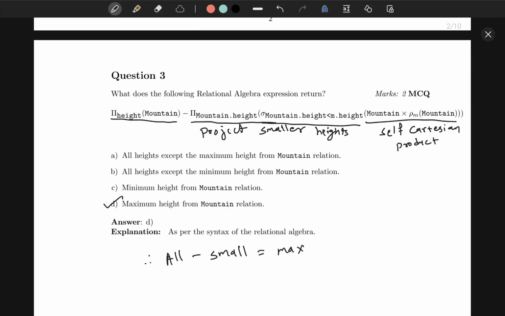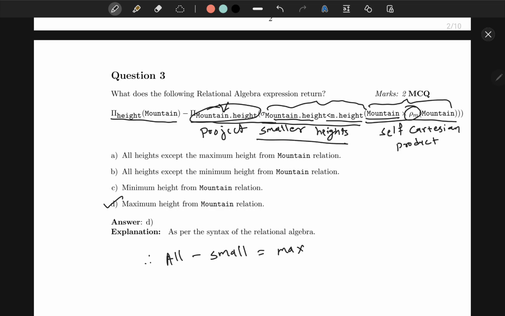Okay, whenever you are given a relational algebra expression, start from the innermost bracket. So we will check the innermost bracket. It says a self-Cartesian product of schema mountain with itself, and this is the rename. The M mountain will be referred as M. So here, when we apply this condition for selection, we get all the heights in mountain which are less than heights in mountain. So smaller heights, we project them using this.